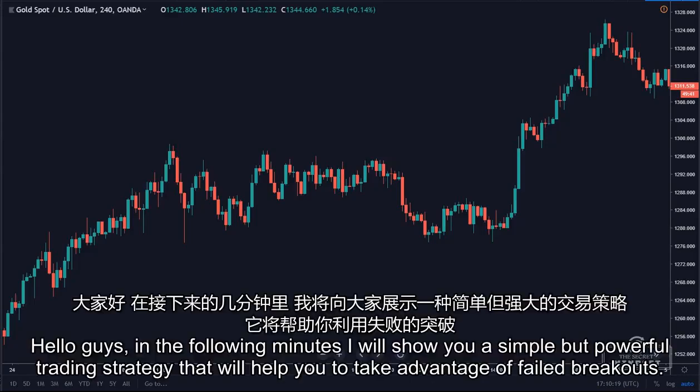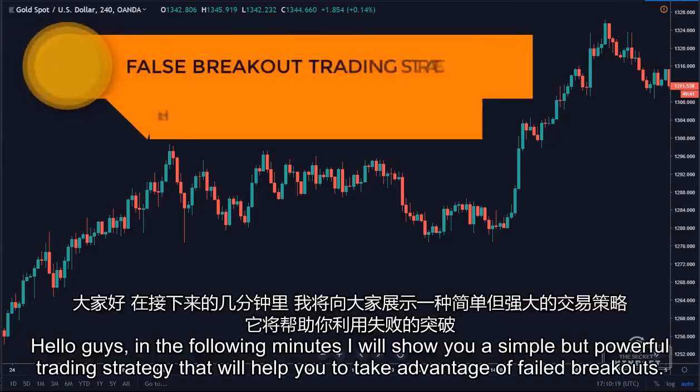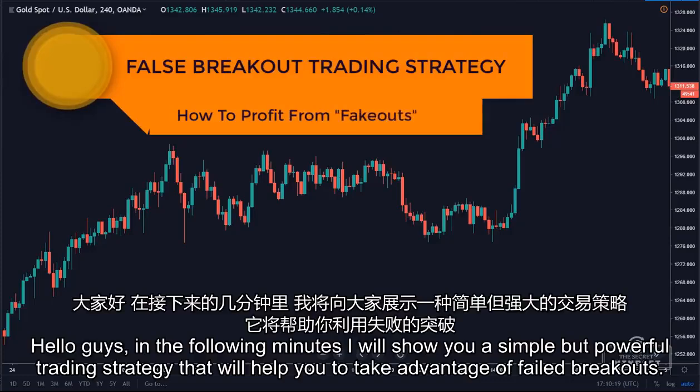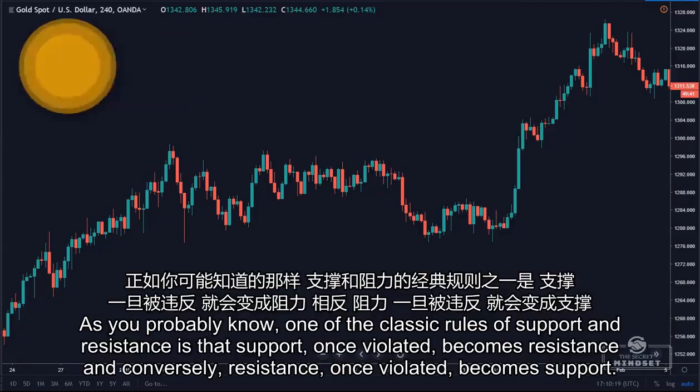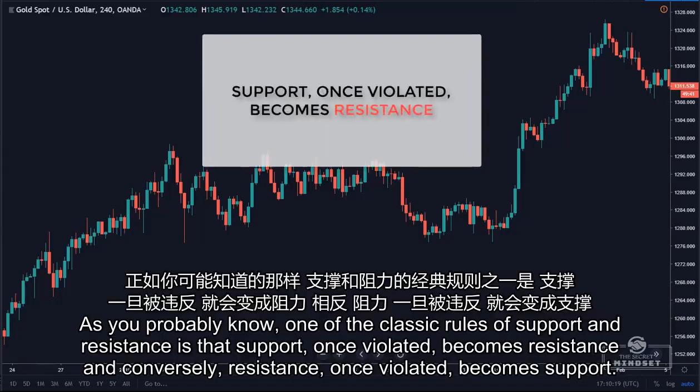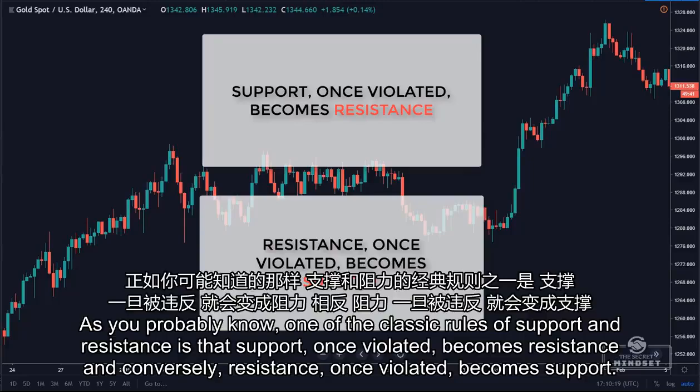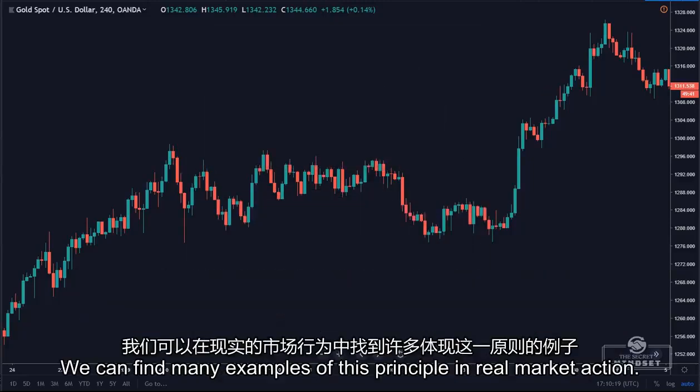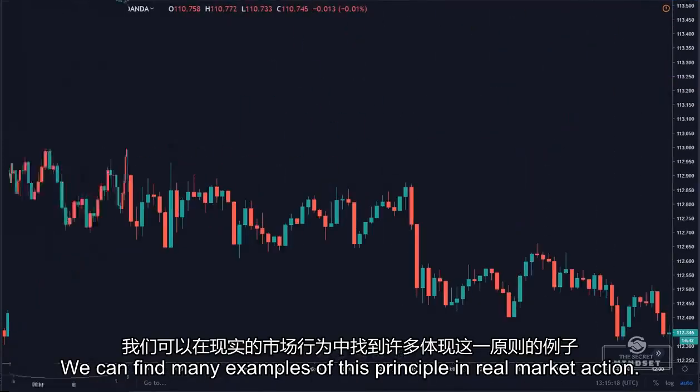Hello guys, in the following minutes I will show you a simple but powerful trading strategy that will help you to take advantage of failed breakouts. As you probably know, one of the classic rules of support and resistance is that support, once violated, becomes resistance, and conversely, the resistance, once violated, becomes support. We can find many examples of this principle in real market action.